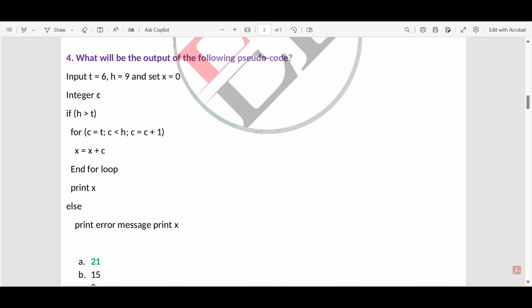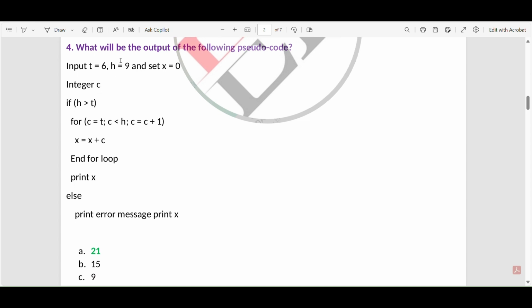And we are having integer c with no value for it. Okay. If h is greater than t, just see here the values of t and h. H is greater, right? 9 is greater than 6, obviously. So this is true. Then we are going to this for loop.